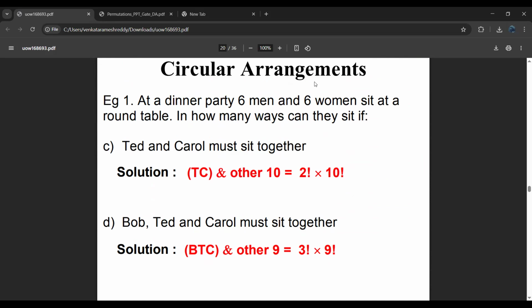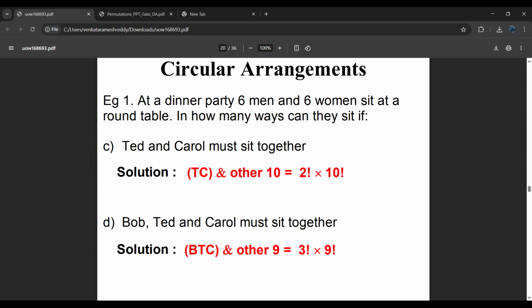At a dinner party, six men and six women, same question only. Ted and Carol must sit together. So we have to combine those two people, and the others can be arranged in the next places. Out of 12, we have combined two people, so they are taken as one. How many ways are there? Two people can be arranged in 2 factorial ways. Out of 12, two people were combined, so 10 places are there, and we arrange 10 in 10 factorial ways. So the answer is 2 factorial into 10 factorial.